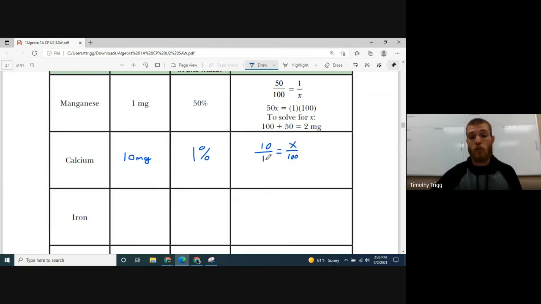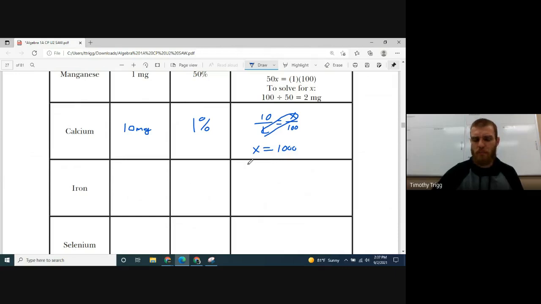So here we cross multiply. 1 times x is just x. Anything times 1 is itself, right? That includes variables like x. So 1 times x is just x, just like 1 times 5 is just 5. Equals 10 times 100, which is 1,000. So you would need 1,000 milligrams for 100% of your daily value. It seems like a lot.